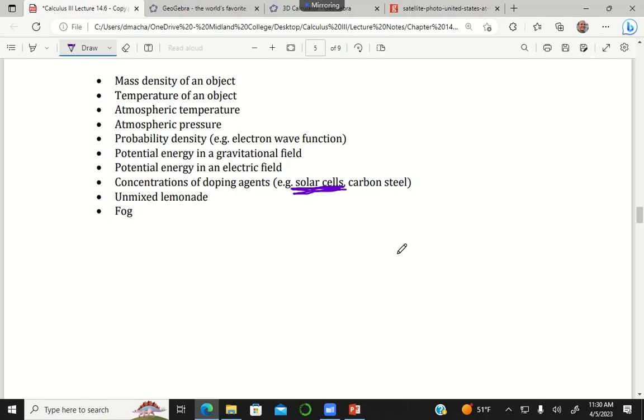The same thing happens with carbon steel. If you are making carbon steel, generally you make iron first, right, in your smelter, whatever you call it.